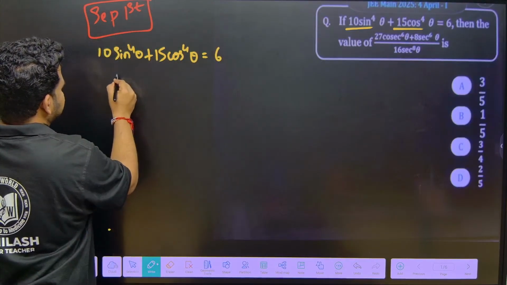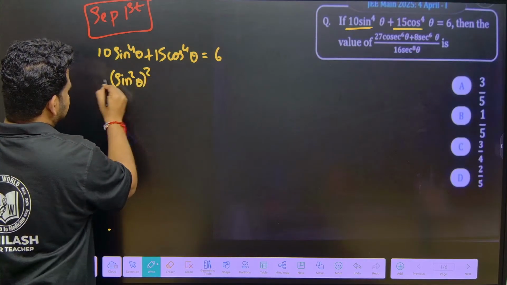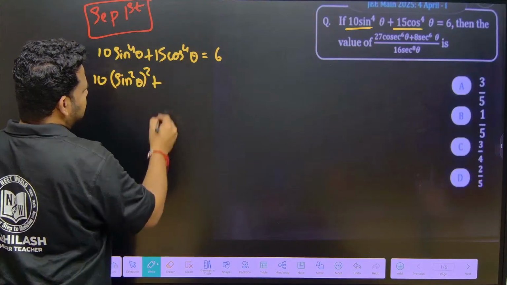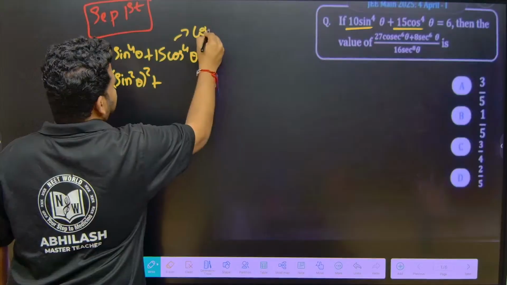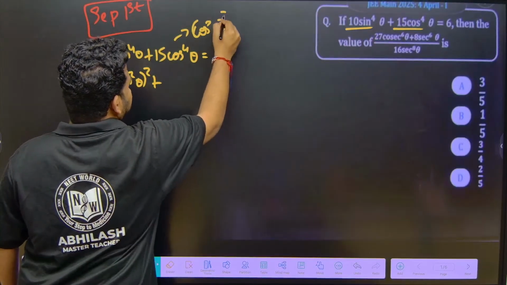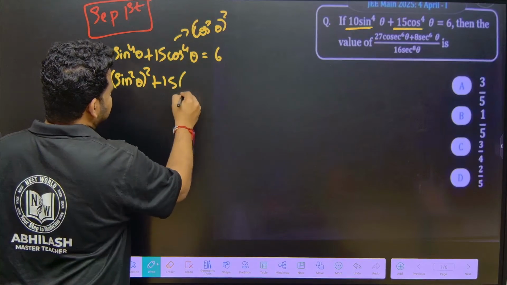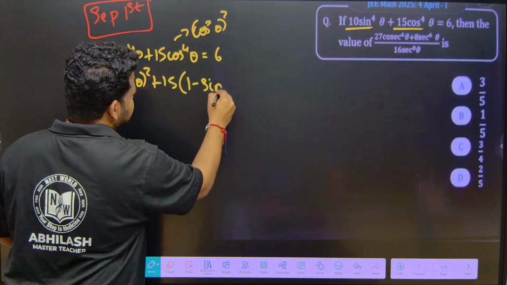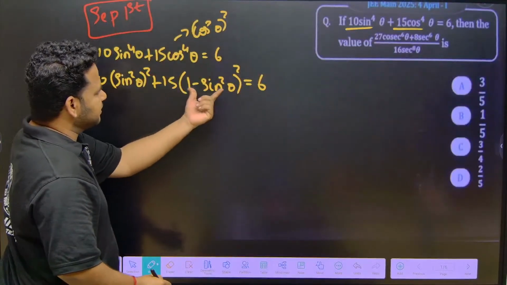Sin power 4 theta I can write as sin square theta whole square, times 10, plus cos power 4 theta, which I can write as cos square theta whole square. This cos square theta I can write as 1 minus sin square theta. So, this will become 1 minus sin square theta whole square, because cos square theta whole square is there.